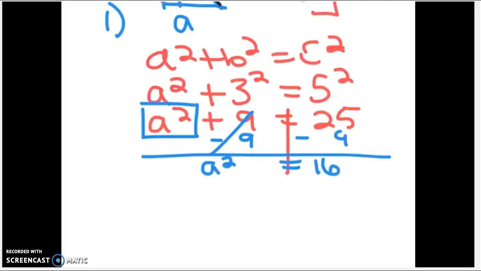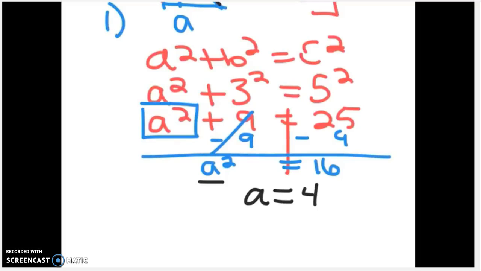Now what you can think about next is what number squared is 16. Well, I know that 4 squared is 16. So my answer is A equals 4. That's one way to look at it.